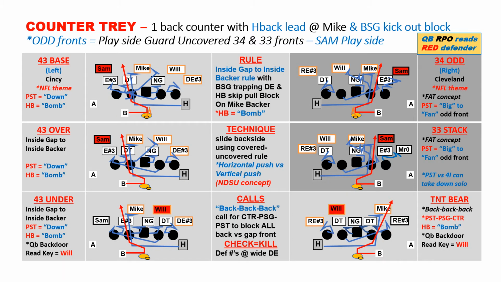Here's your counter Trey versus the different fronts. Again, counter Trey for us is where the backside guard is kicking the D end out, but the H back leads up through. On the left-hand side is the 4-3 fronts and their variations, and then on the right are the odd fronts. You'll see in the dark gray again the 34 odd and then the 33 stack, where we use our fat techniques with the right tackle.